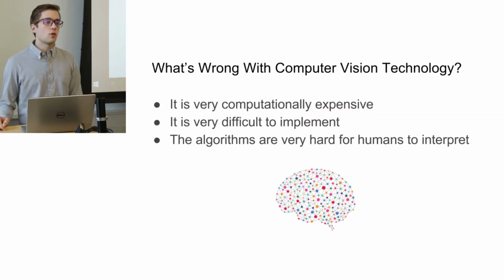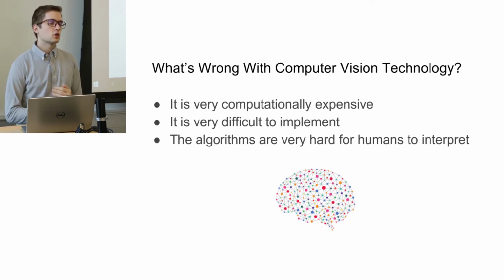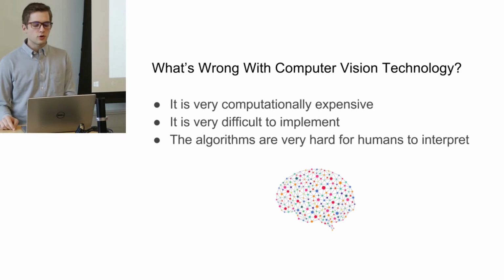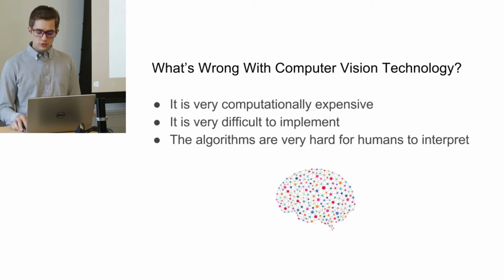So what's wrong with computer vision today? It's actually come a long way and it's very effective, but the issue is it's very computationally expensive. It requires a very fast computer to run. It's very difficult to implement. It's very hard for a new computer scientist or statistician to implement any of these algorithms, and they're also very difficult algorithms for humans to interpret.